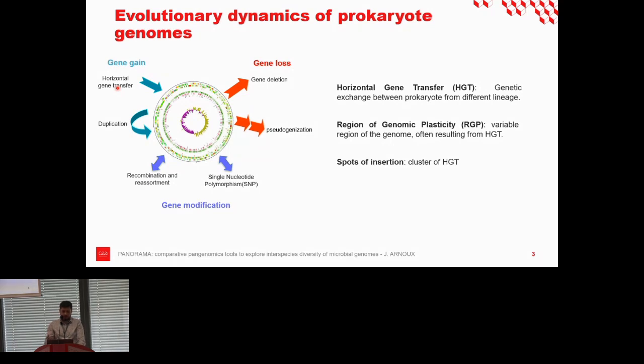And this transfer results in a highly variable region that we call a region of genomic plasticity. These regions are not spread all around the genome. They are grouped together in a spot of insertion. And thanks to the pangenome data model, we can detect and analyze these variable regions with more efficiency.